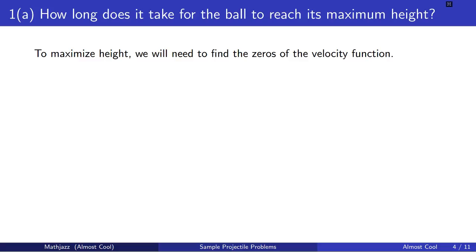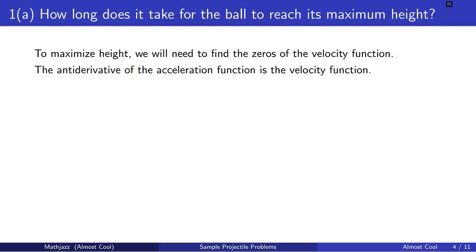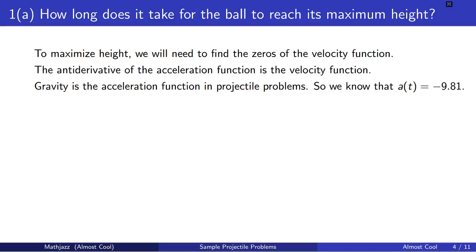1A. To maximize height, we will first need to find the zeros of the velocity function. That is because the velocity function is the derivative of the position function, and we're trying to maximize position here. So we don't know the velocity function, but we do know that it is the antiderivative of the acceleration function, and one other thing we know is that gravity is the acceleration function for projectile problems. So we know that a of t equals negative 9.81.